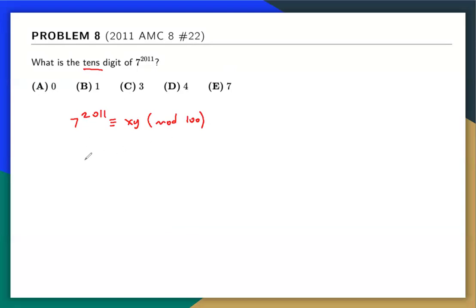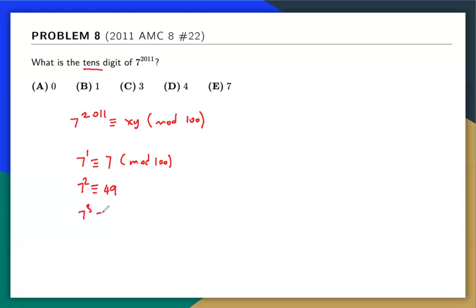So to start with, we're going to start with the powers. Okay, so 7 to the first power is, we are going to use congruence instead of equality, so that's going to be 7 mod 100. When you divide 7 by 100, that will be the remainder. And that is basically what that means. And 7 squared is 49, so that is also 49 when you divide by 100.